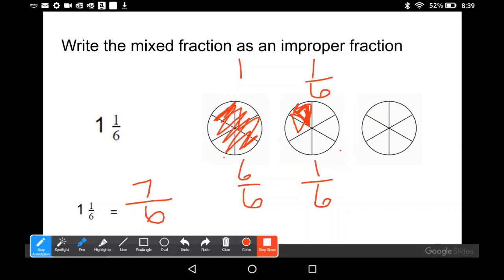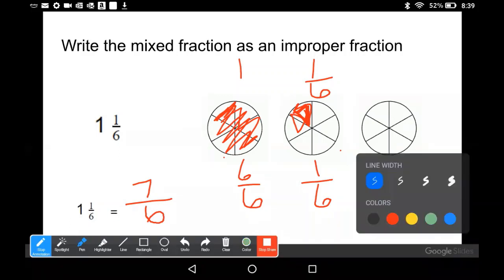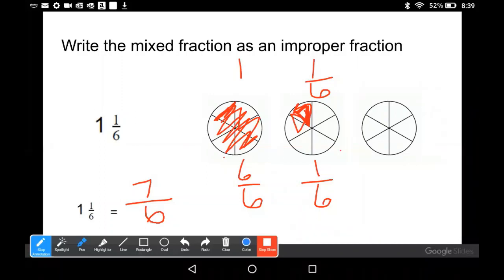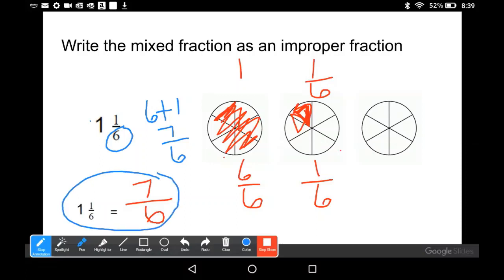A little trick for this one, mathematically: 6 times 1 is 6, plus 1 more gives me 7. And then this is my common denominator that always goes with it. So I have 7/6. So 1 1/6 is the same as 7/6.